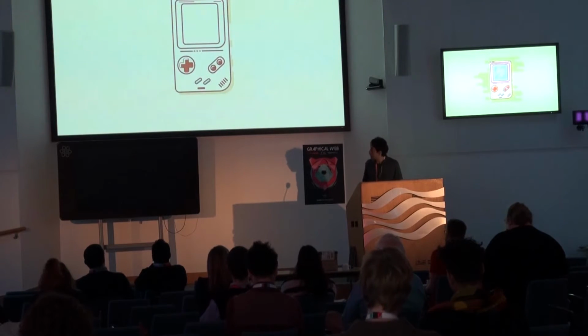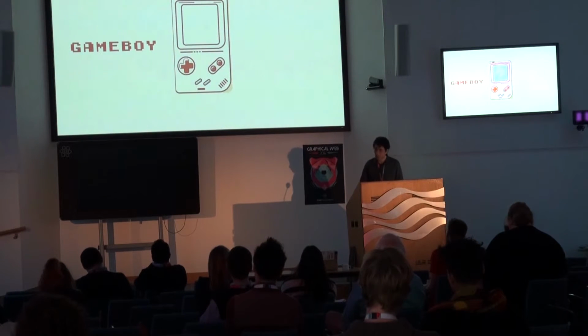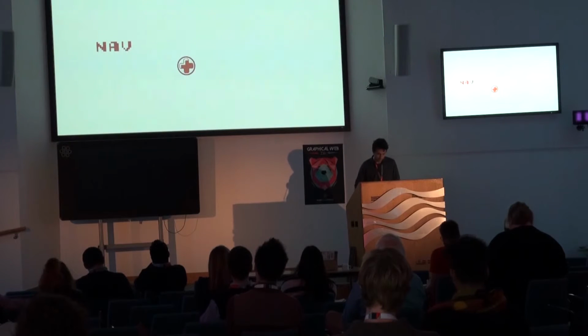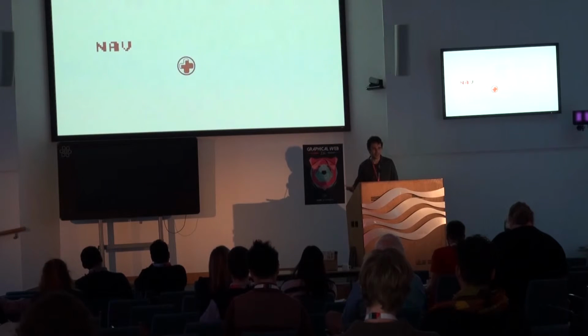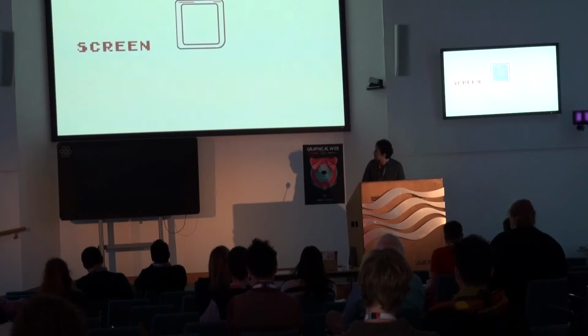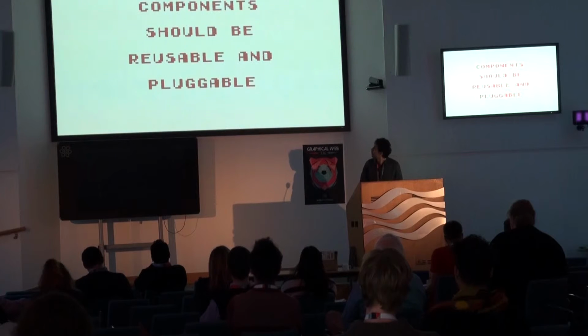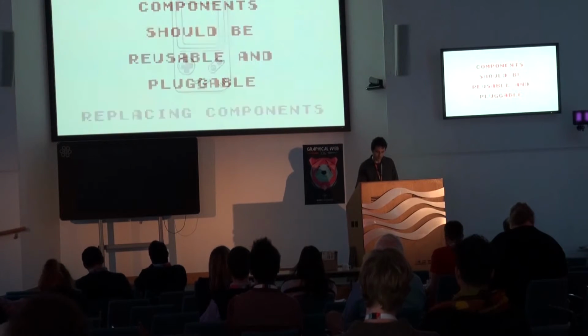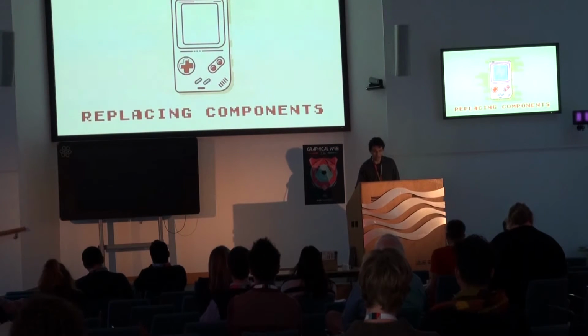We have a Game Boy. It's really a Game Boy. So we have outer components and then nav. I don't know how to say it here. It's nav. Okay, nav. Buttons, screen, and components should be reusable and pluggable. So you should be able to replace components. So the nav should be able to be replaced by the buttons.